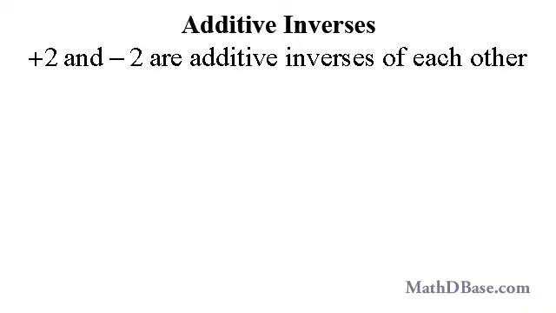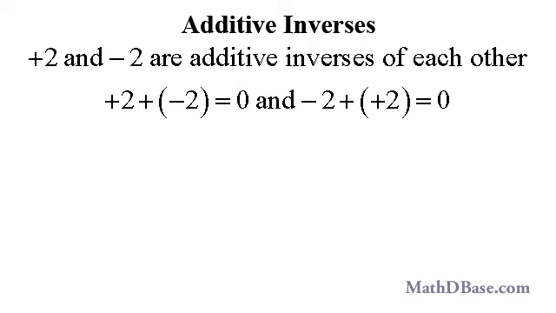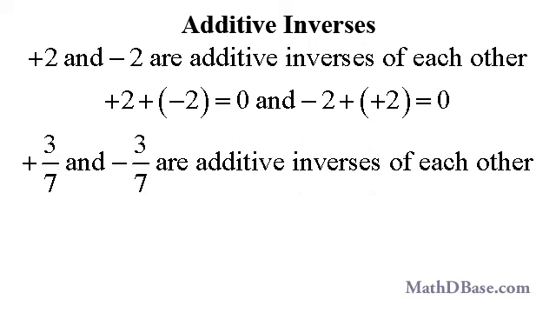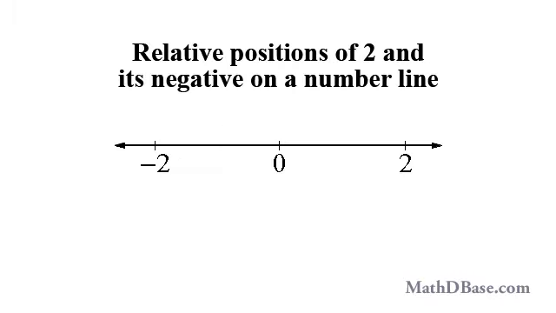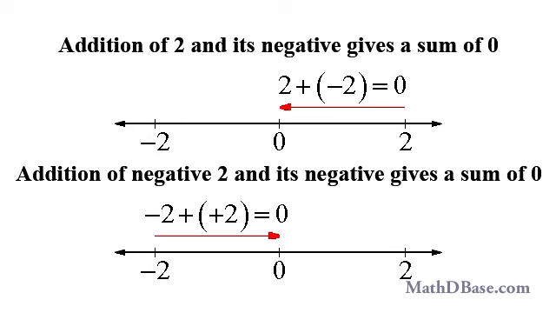Positive 2 is the additive inverse of negative 2 because 2 plus negative 2 is equal to 0. Also, negative 2 is the additive inverse of positive 2 since negative 2 plus positive 2 is equal to 0. The negative of 3 over 7 is negative 3 over 7, or negative 3 sevenths, and 3 sevenths plus negative 3 sevenths equals 0. Also, negative 3 sevenths plus 3 sevenths is equal to 0. Number lines can be used to visualize the relative positions of a number and its additive inverse. They can also be used to graphically show the sum of a number and its negative.